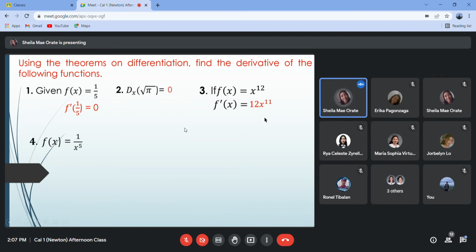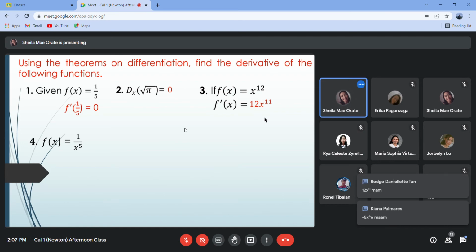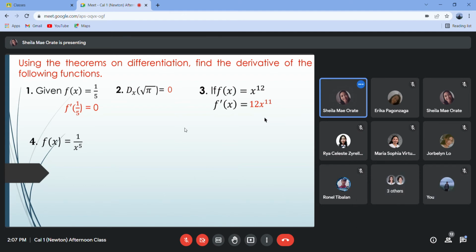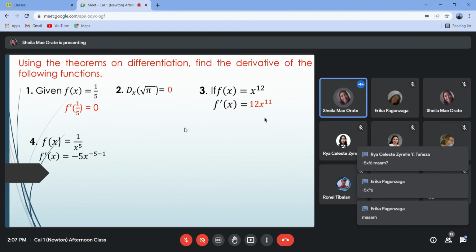Now, next we have 1 over x raised to the power of 5. What do you think is the derivative of 1 over x raised to the power of 5? Negative 5x raised to the power of 6. Okay? From Kiana. We have the same answer with Kiana. Okay, let's check. We have negative 5.